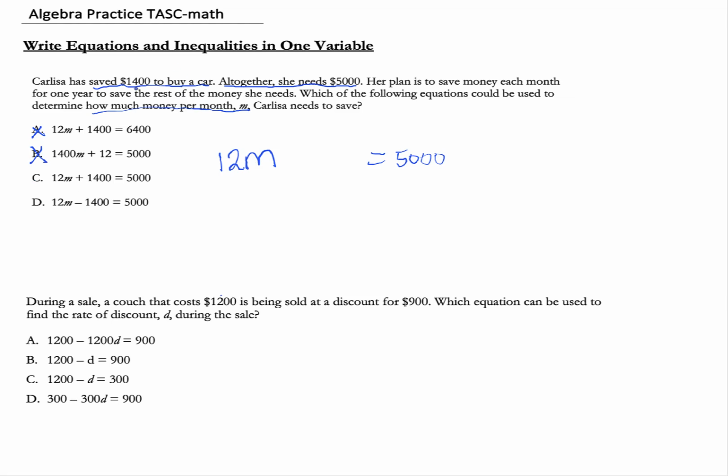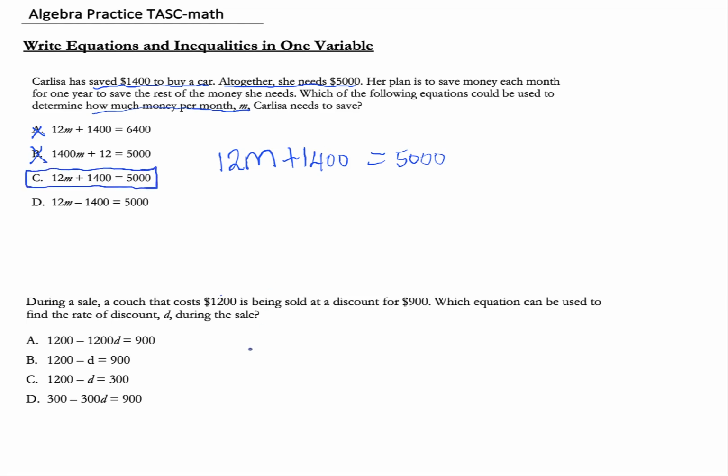Now here comes the 1,400. Now remember, all together she needs $5,000. So would you add the 1,400 or would you subtract the 1,400? Correct? You would add the $1,400 because remember, all together she needs to have $5,000 if she wants to buy the car. So your answer is C.